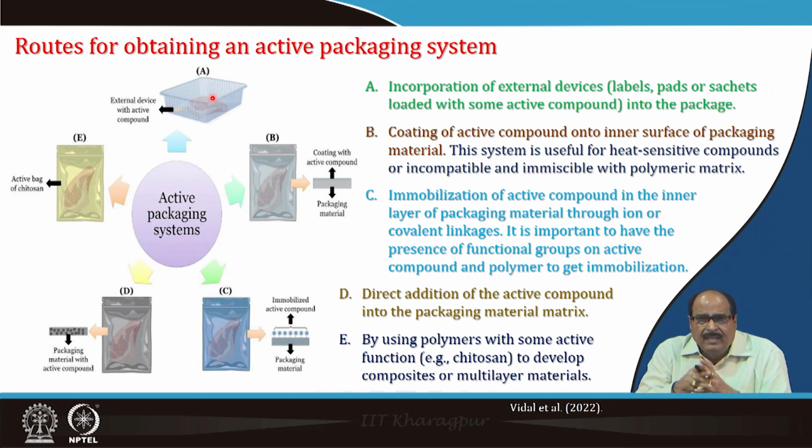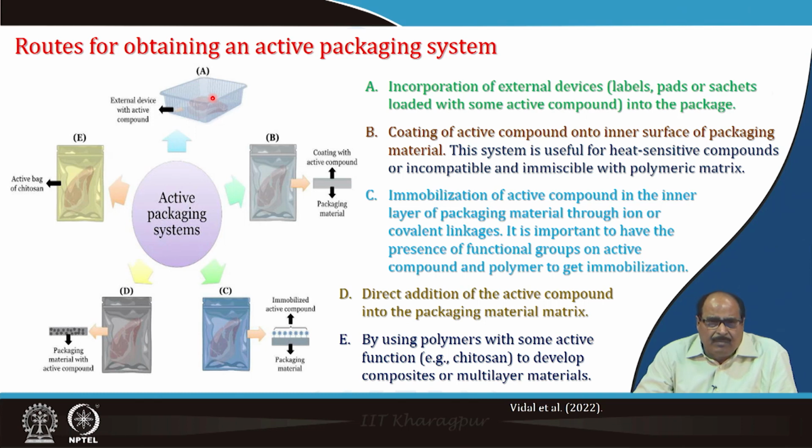This system is useful for heat sensitive components that are incompatible and immiscible with the polymeric matrix. Then there may be immobilization of the active compound in the inner layer of the packaging material through either ionic or covalent linkages, and it is important to have the presence of functional groups on the active compounds and polymer to get immobilized. That is, the functional group for the immobilization should be there on the packaging surface.